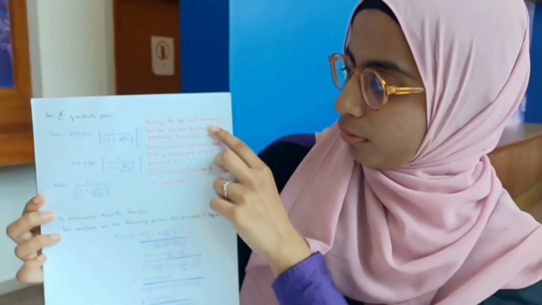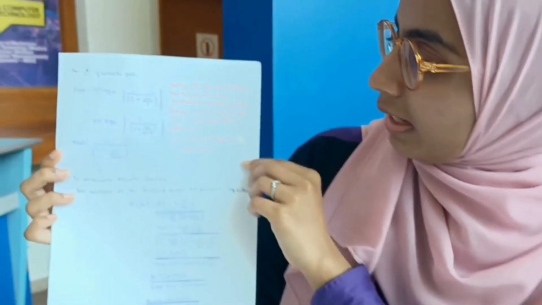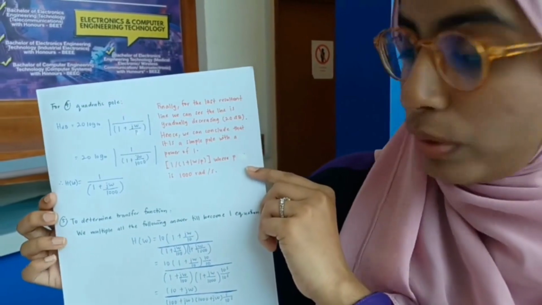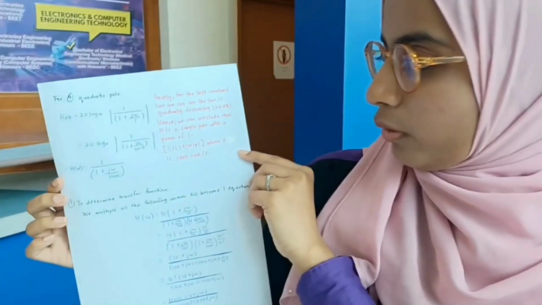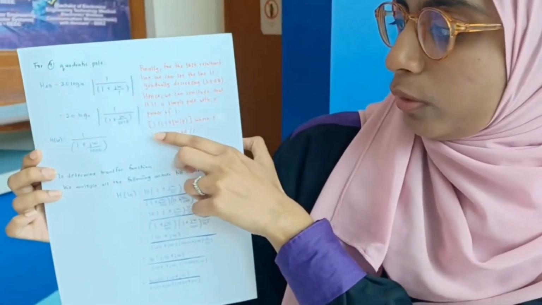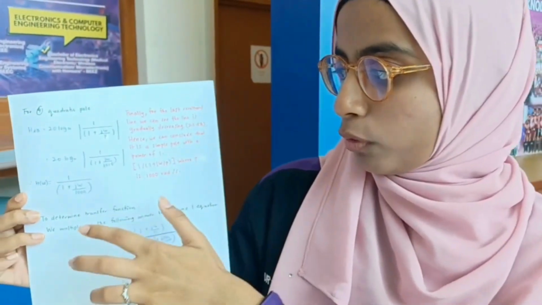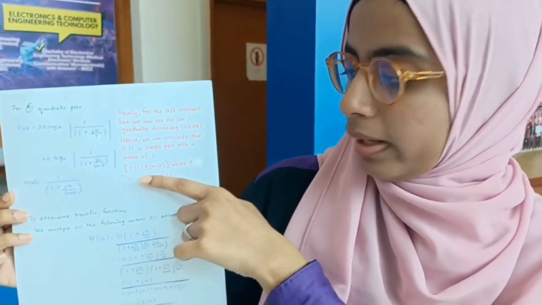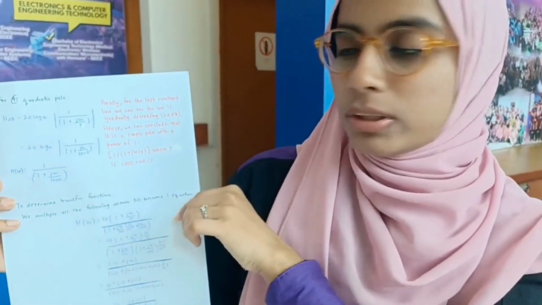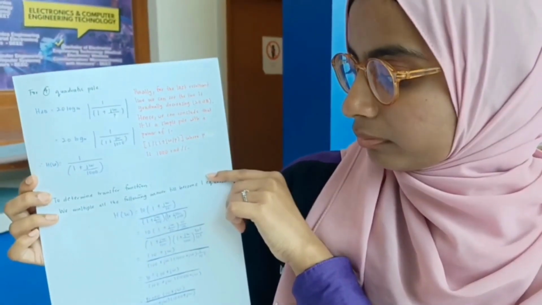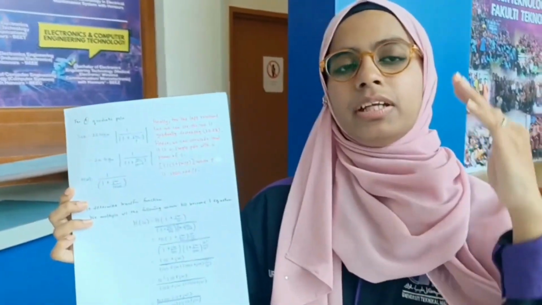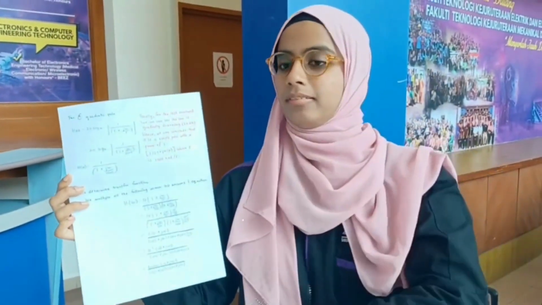So finally for my explanation, the last resultant line, we can see the line is gradually decreasing 20 dB. Hence, we can conclude that it is a simple pole with a power of 1. Okay, the equation that I've already concluded just now: 1 divided by bracket 1 plus j omega over P, where P is 1000 radian per second. So the graph increased by each and every Bode plot increased by 10.